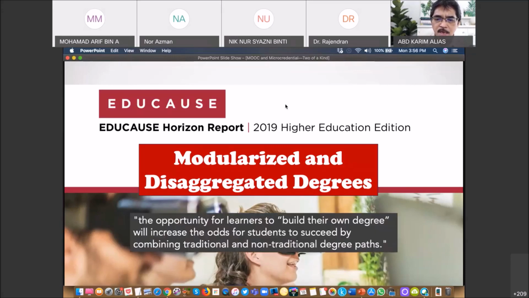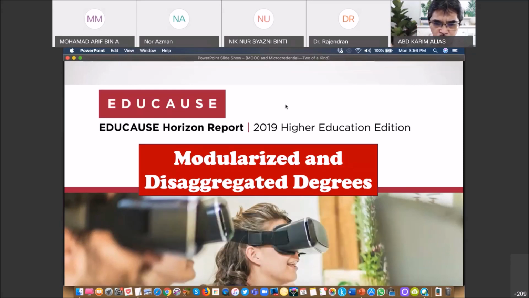Basically, what this means is that a degree program, a 120 unit degree program for example, you can unbundle that program and modularize it, and you can repackage it in whatever way you like, and offer it to a different group of people who are not able to enter the university through the main channel. Okay, so this is the so-called modularized and disaggregated degree.